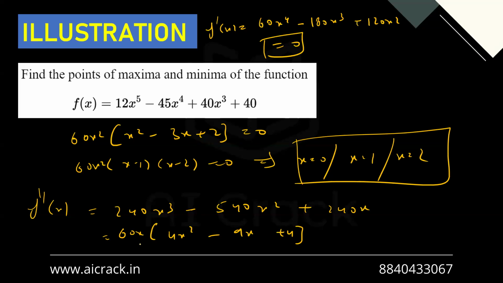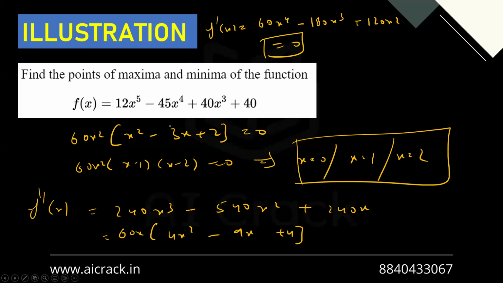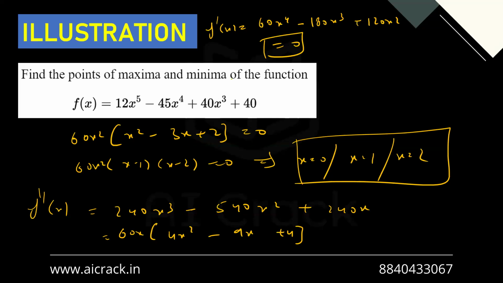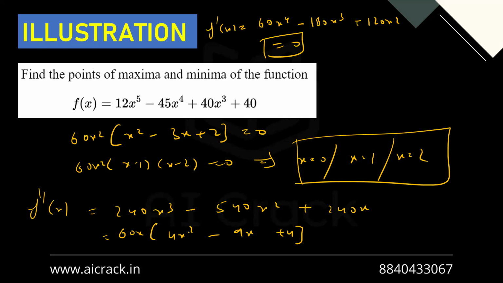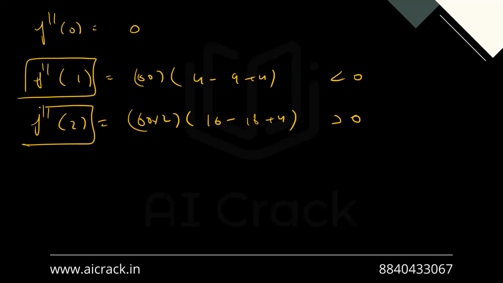Now if you calculate f double dash 0, we'll be getting 0 only, right? Because we have x multiplied over here, right? If we talk about f double dash 1, that would be 60 multiplied by 4 minus 9 plus 4. So that comes out as negative, right? If we talk about f double dash 2, we'll be getting 60 into 2 multiplied by, this is 16 basically, 16 minus 18 plus 4. That is positive, right? So we have got f double dash 1 as negative, f double dash 2 is positive, right?